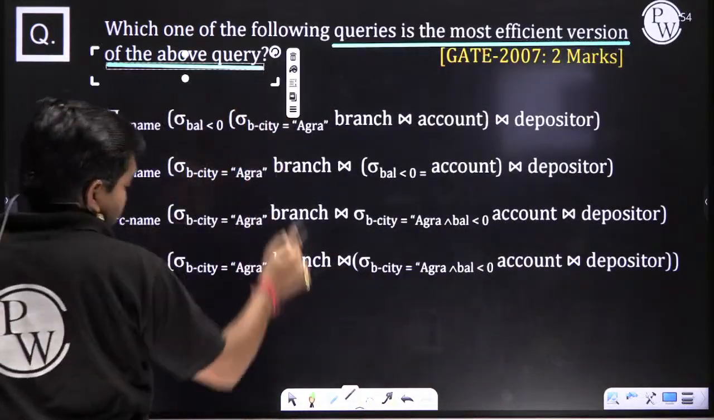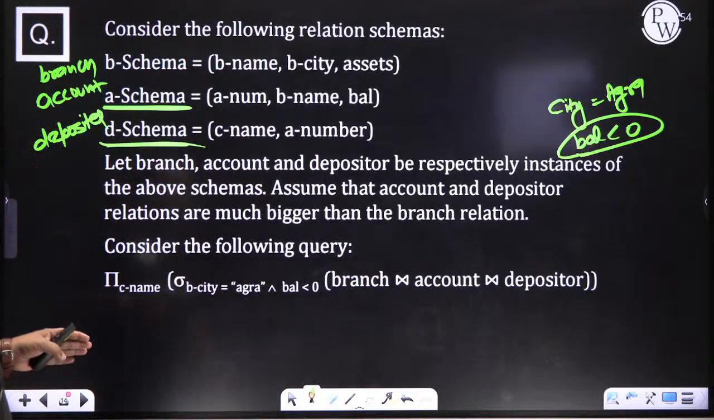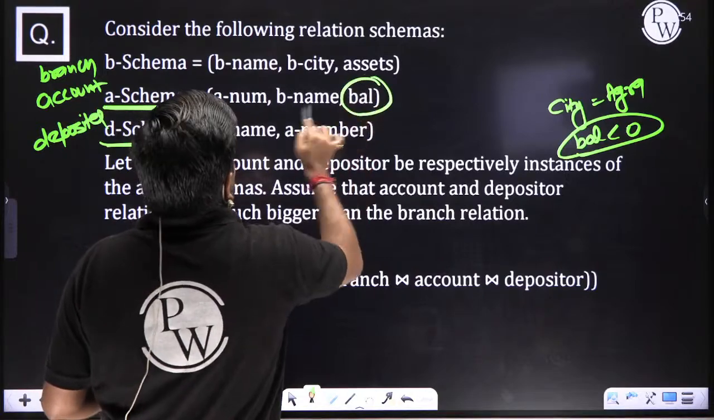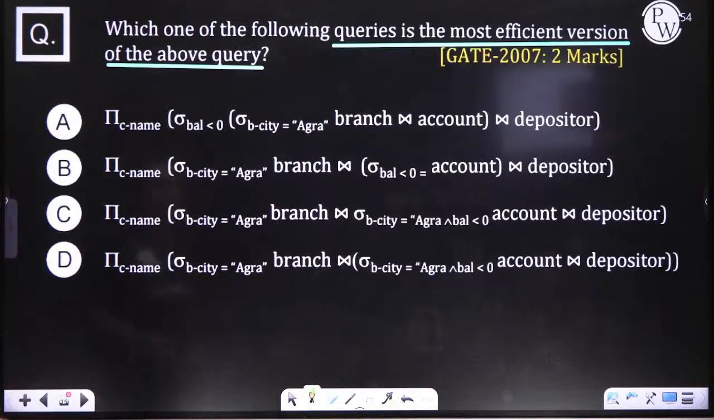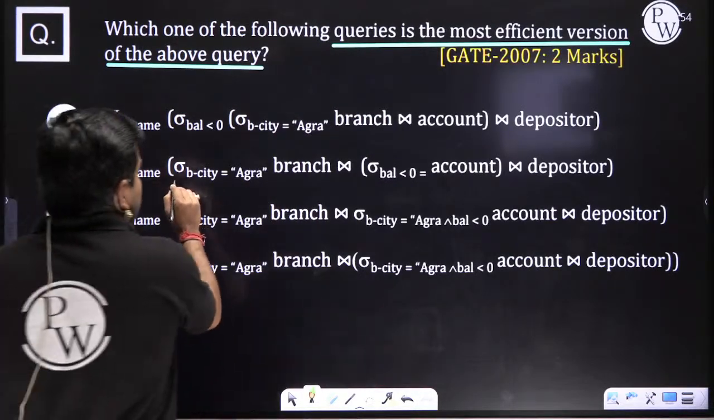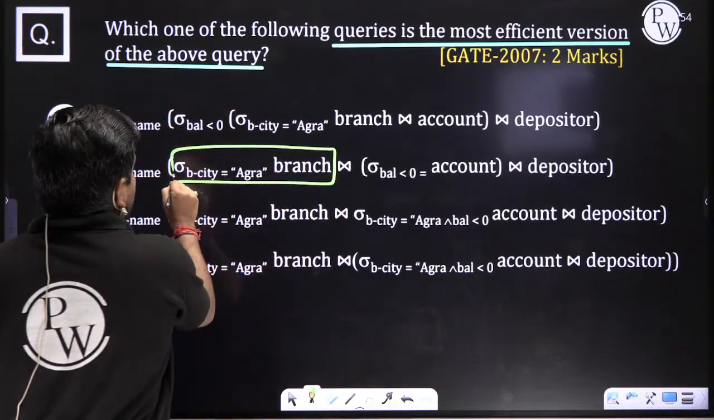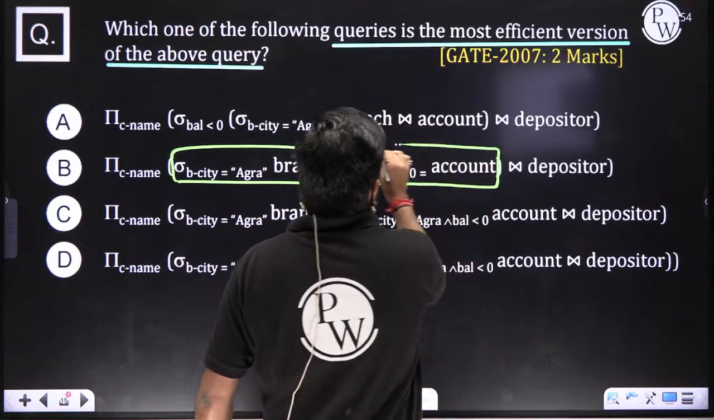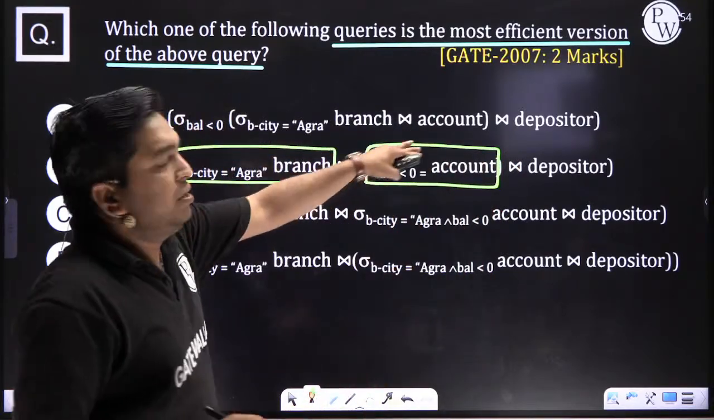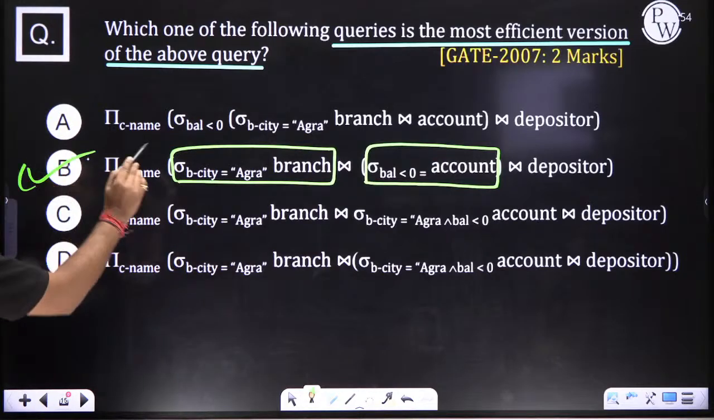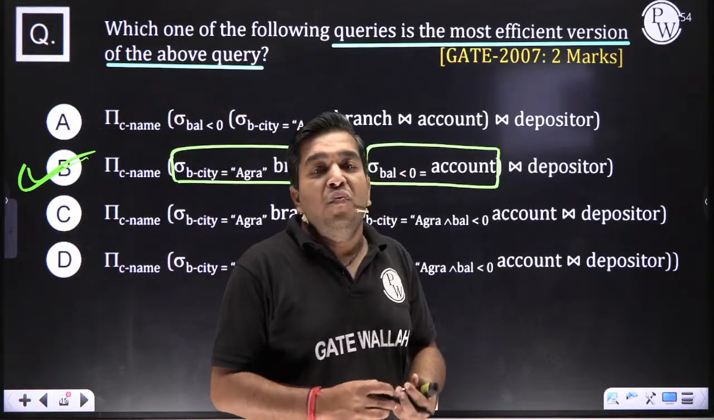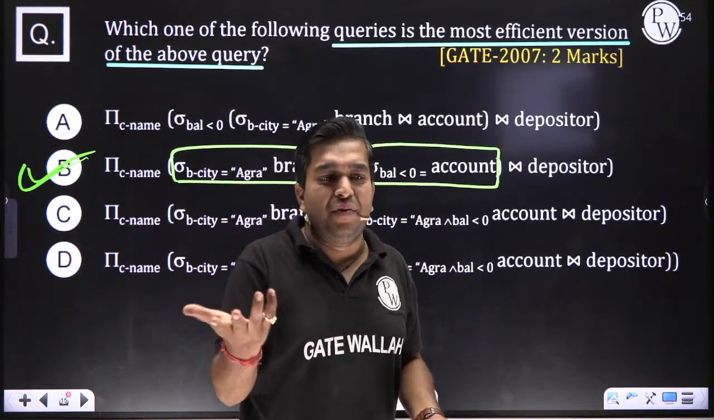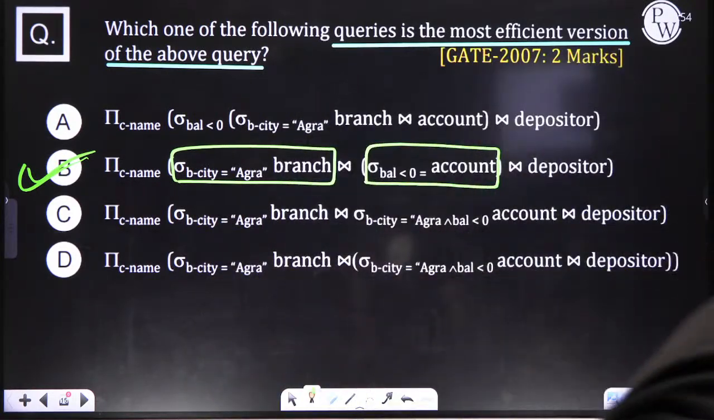Balance less than 0. Balance belongs to the account table, and city belongs to the branch table. So what is the best way? First I will apply city equal to Agra on the branch table, and balance less than 0 on the account table. Then join, then find the customer name. Because balance less than 0 means very few customers, even 1%, 2%, 5% of customers.